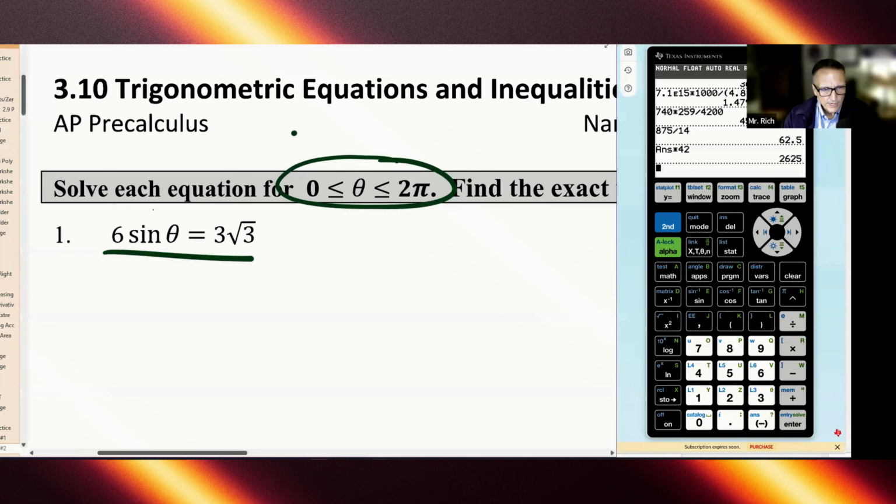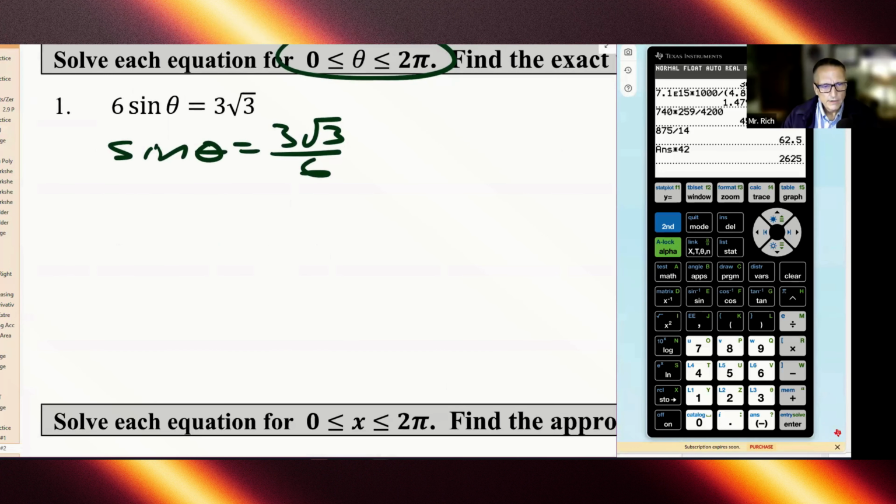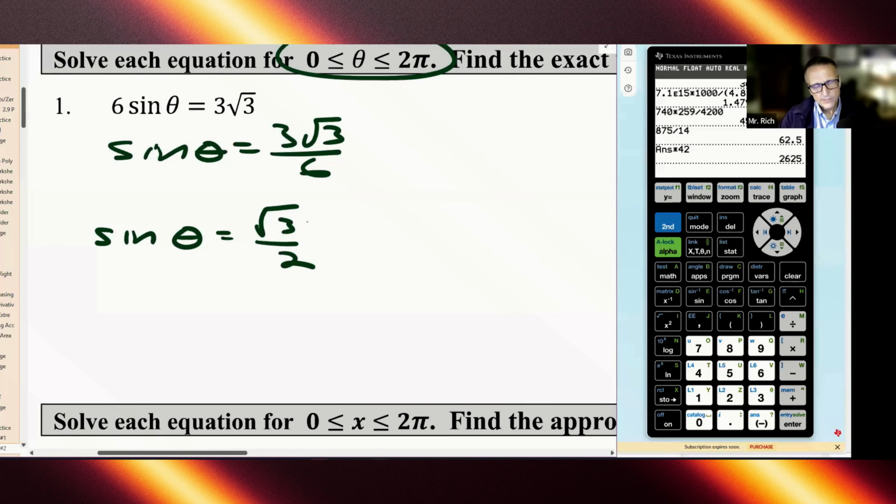All right, so what I'm going to do here is I'm going to first start the process by getting rid of the 6. So I'm going to divide by 6 on both sides. And you're going to see why it's important for you to know the unit circle, right? Because if you don't know the unit circle, then these are going to be next to impossible. Sine of theta now is equal to, if I reduce 3 over 6, I get root 3 over 2. So now I'm ready to ask the question, what angles in the unit circle give me a sine of root 3 over 2?